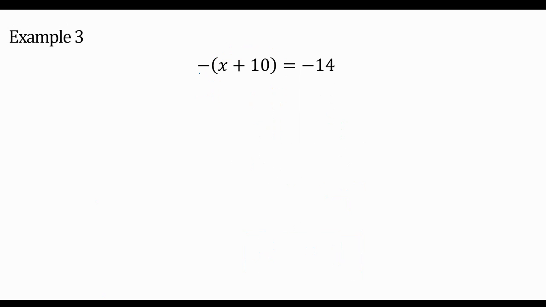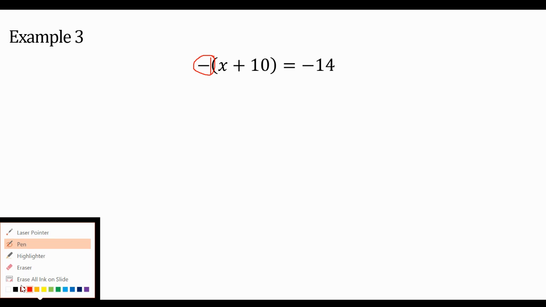Here we have the negative of x plus 10 equals negative 14. So here we don't have a number, or we don't see one at least. And remember, if we don't see a number, usually the number is 1. So we have an invisible 1 right there. So this negative is really -1. Just like when we were subtracting polynomials, we distributed that -1. We're going to do the same thing here.